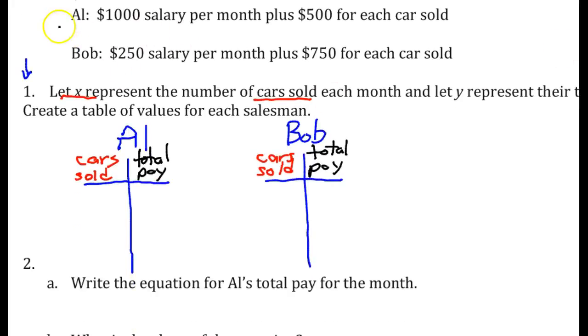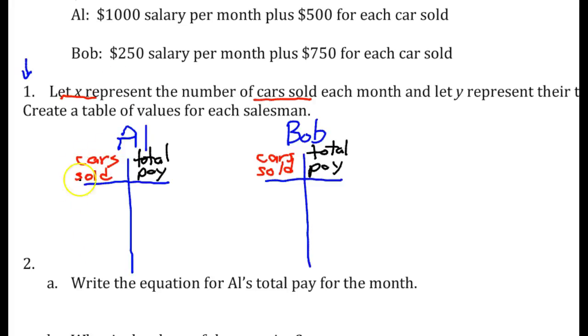And let's read both of these. It says Al gets $1,000 salary per month, so no matter what, he gets $1,000 base pay. But he also gets $500 for every car sold. And Bob gets only $250 to start off with. So every month he gets $250 guaranteed, but then he gets more per car sold. He gets $750. So you can see, Al's making more money here because he starts off at $1,000. Bob starts off at $250, but then Bob makes more money per car. So which one is actually better? It's hard just to look at those numbers and realize it's this one. So let's actually look at these numbers carefully and see what we get.